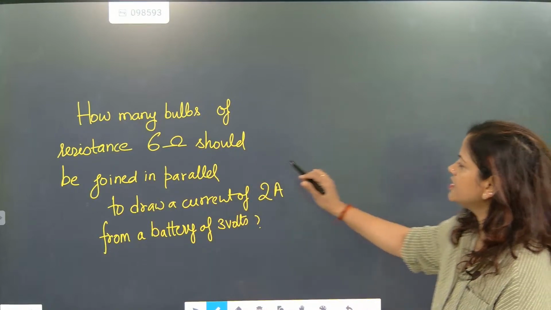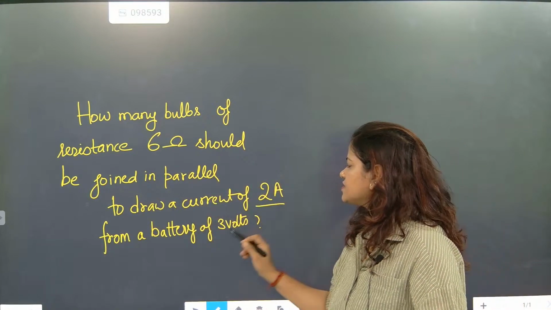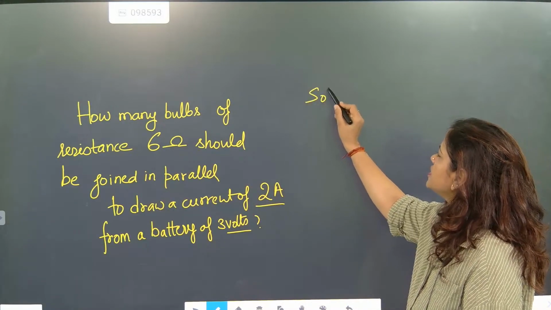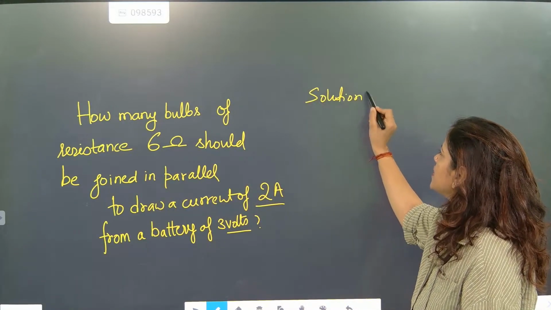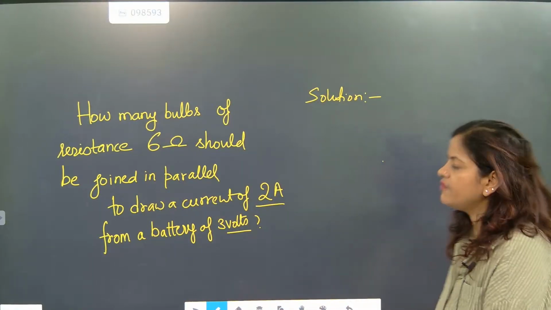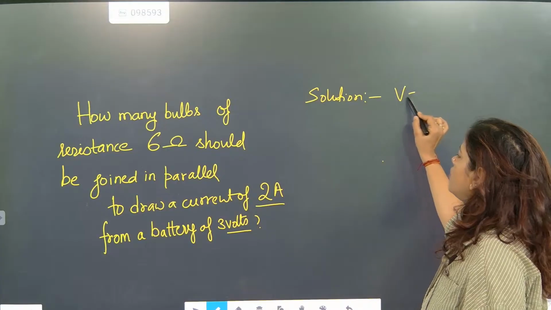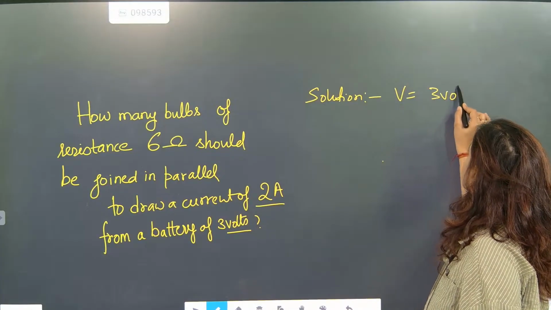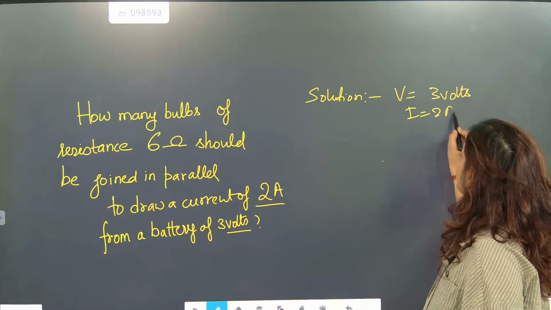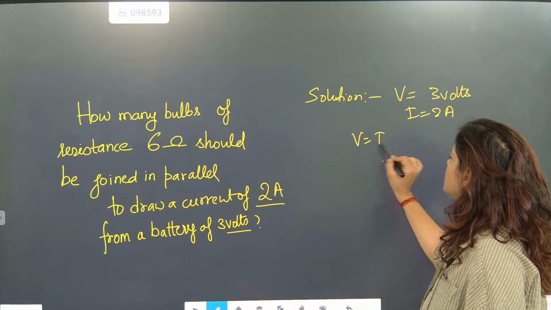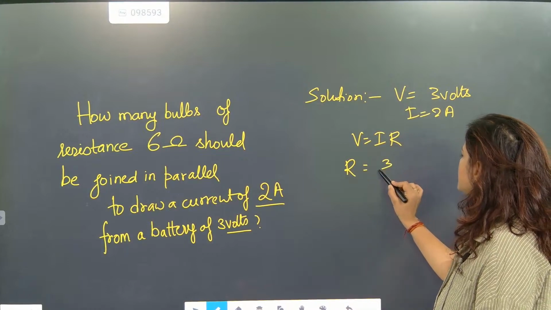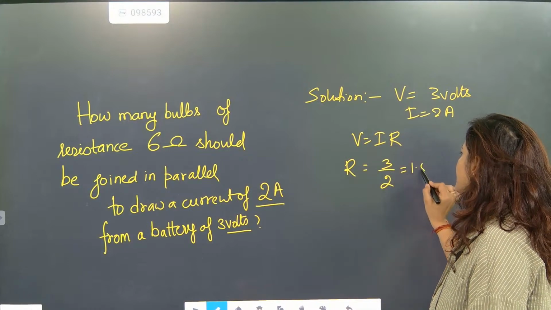So here, first understand, beta. What they have given is current and voltage. So first, with the help of these two in the solution section, we will be able to find out V. Voltage given is 3 volts. Current given is 2 ampere. So V is equal to IR. Resistance is equal to 3 by 2, so definitely it is coming 1.5 ohm.